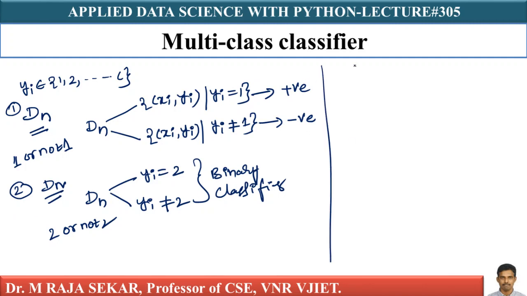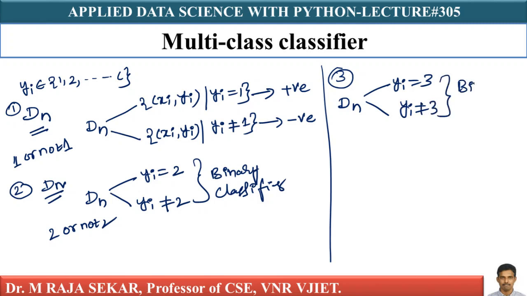In similar manner, now I can do it again. Your data set Dn, I am breaking into yi equal to 3 as one class and yi not equal to 3 as another class. Again it is a binary classifier, isn't it? You can continue this procedure. Similarly, if I have C classes, I can build C binary classifiers.